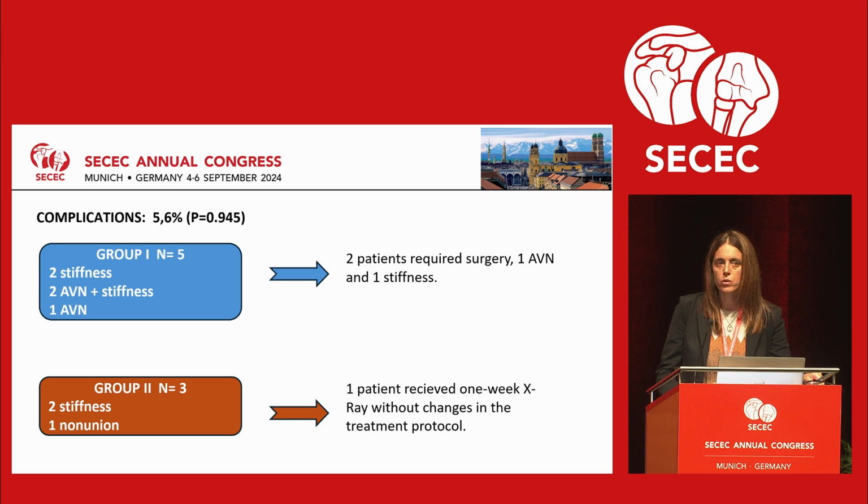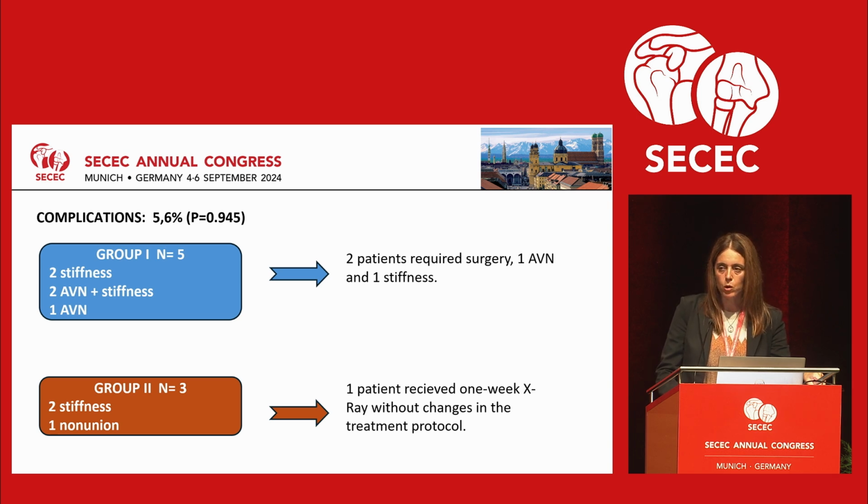As complications, we recorded 5.6% without differences between groups, involving 8 patients, 5 patients in group 1 due to stiffness and avascular necrosis of the humeral head. In this group, 2 patients required surgery, 1 for avascular necrosis that was treated with reverse shoulder prosthesis, and 1 due to stiffness, treated with an arthroscopic release. And in group 2, 3 patients had complications, 2 cases of stiffness and 1 non-union.